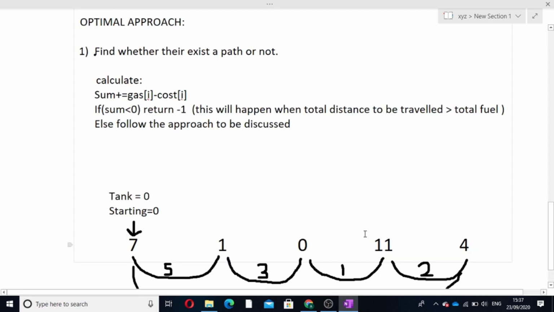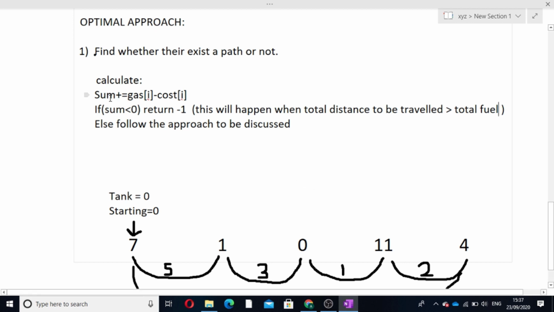So now we will be discussing the optimal approach. In this question, we were given that we have to find a path. If the path does not exist, then we have to return -1. First, in the approach, we will find whether the path exists or not. How will we find that?